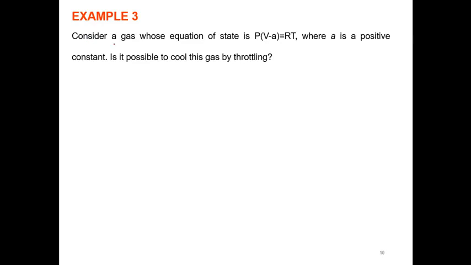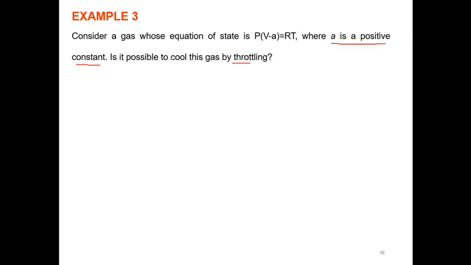Now, this is another example, example 3. In this example, consider a gas whose equation of state is P times (V minus A) is equal to RT, where A is a positive constant. The question is: is it possible to cool this gas by throttling? So if we use this gas for a throttling process, let's say in a capillary tube or in a valve, can we produce cooling?